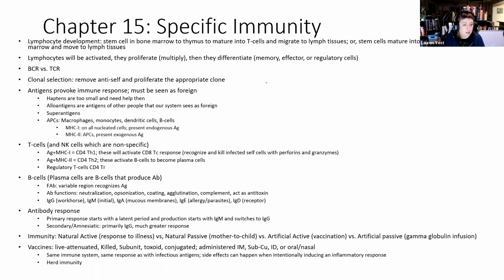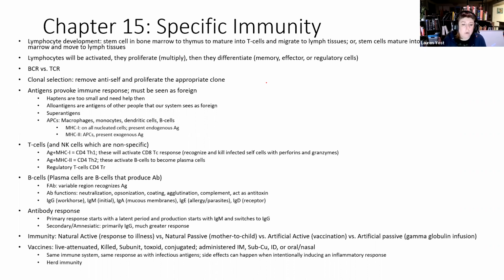All right, then the B cells, let's move on to those. These are our ones that are going to produce the antibody. Plasma cells are the B cells that produce antibody. The Fab, that is the variable region of the antibody or the immunoglobulin, which is referring to both the antibody and the B cell receptor, which is basically antibody. But that variable region at the top of it is what recognizes the antigen.